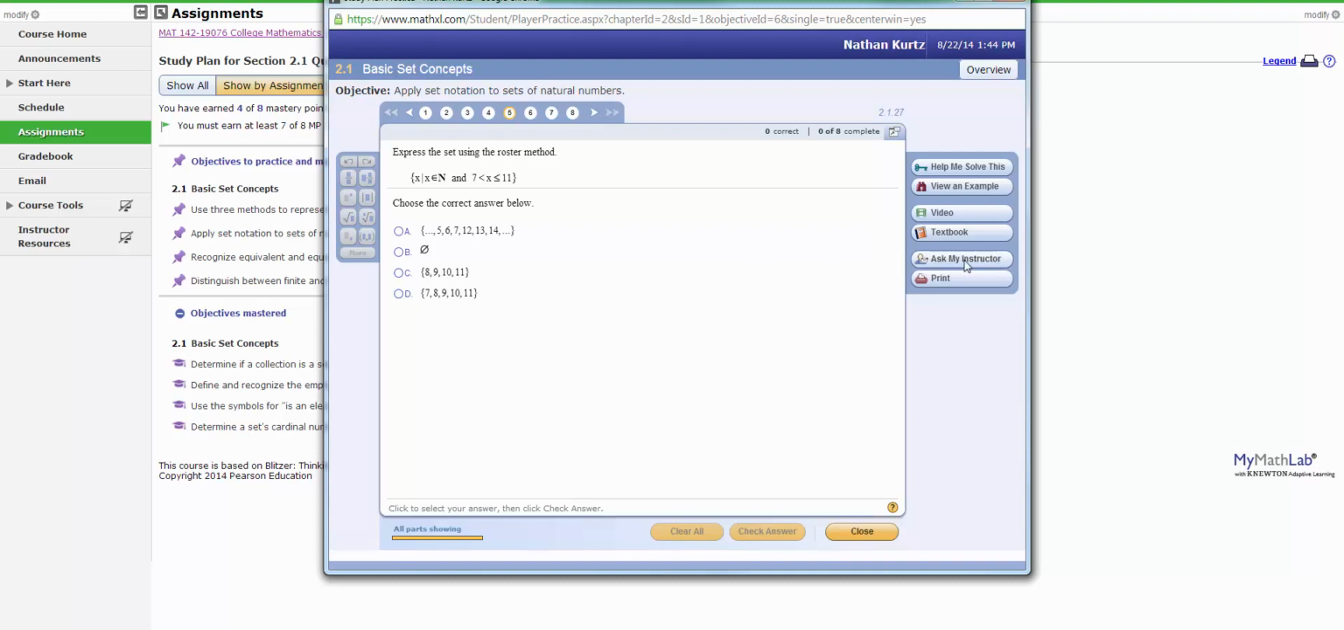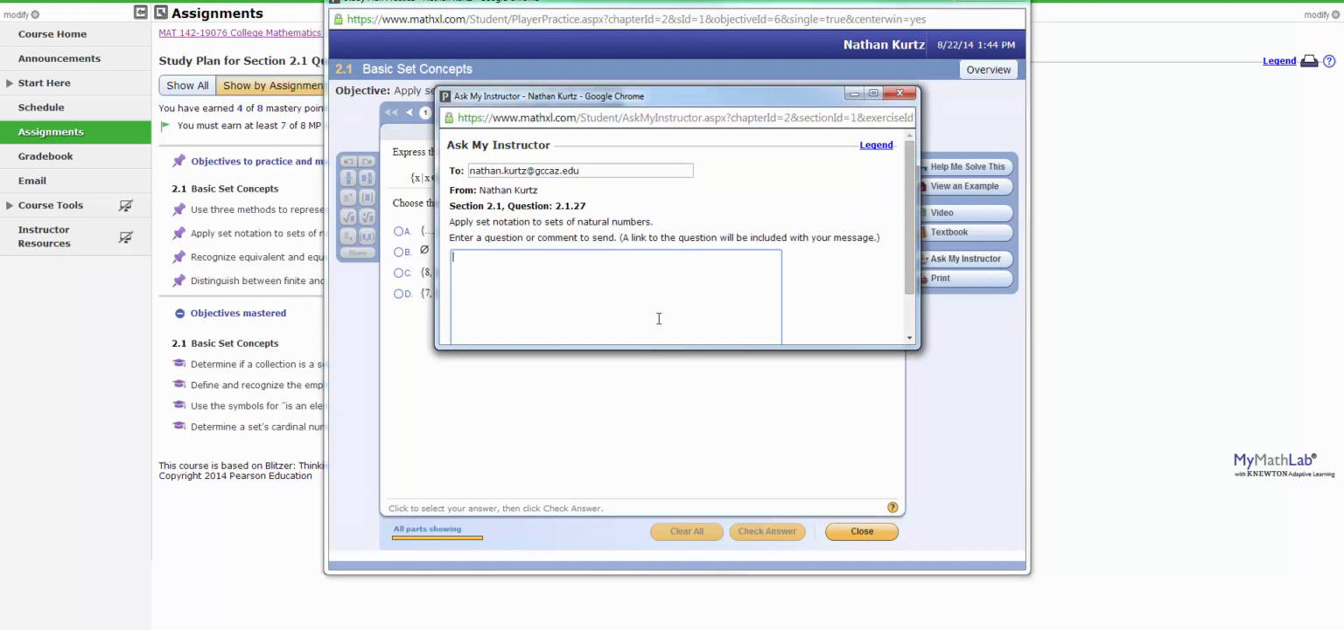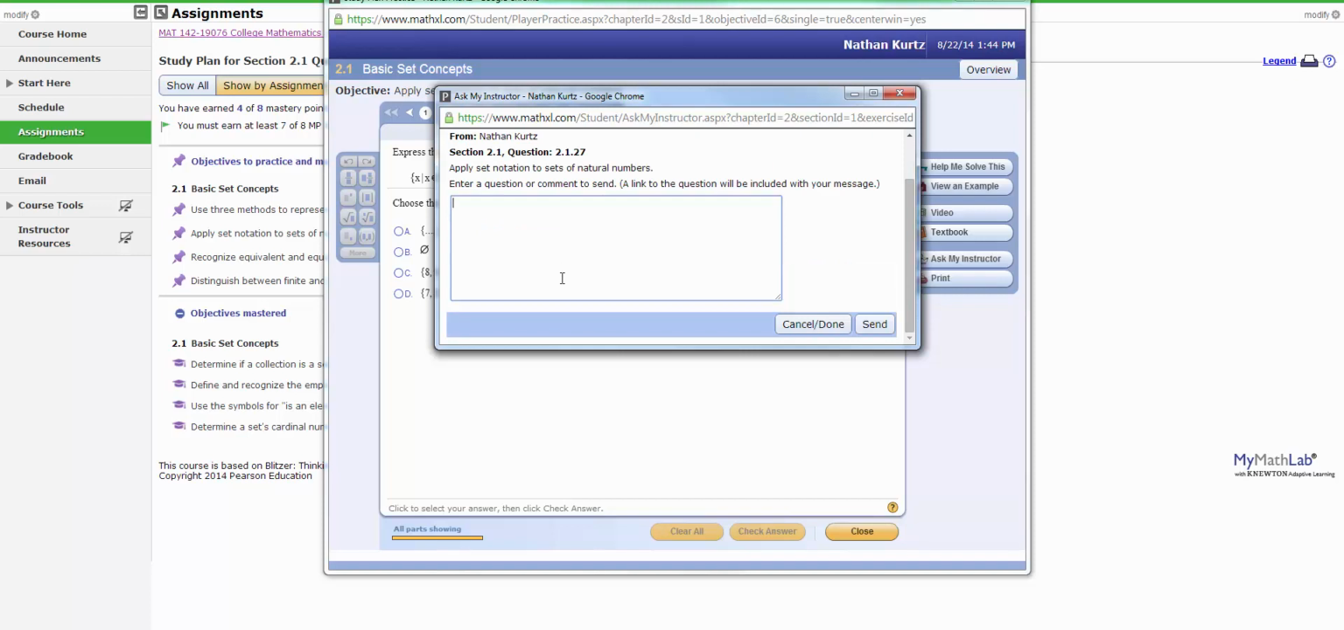Ask My Instructor. When you click on Ask My Instructor, it'll give the section number and the question and email it directly to your teacher. In this little box right here, you want to be as informative as possible to your instructor. Include things like what you understand about the problem, what you don't understand about the problem.